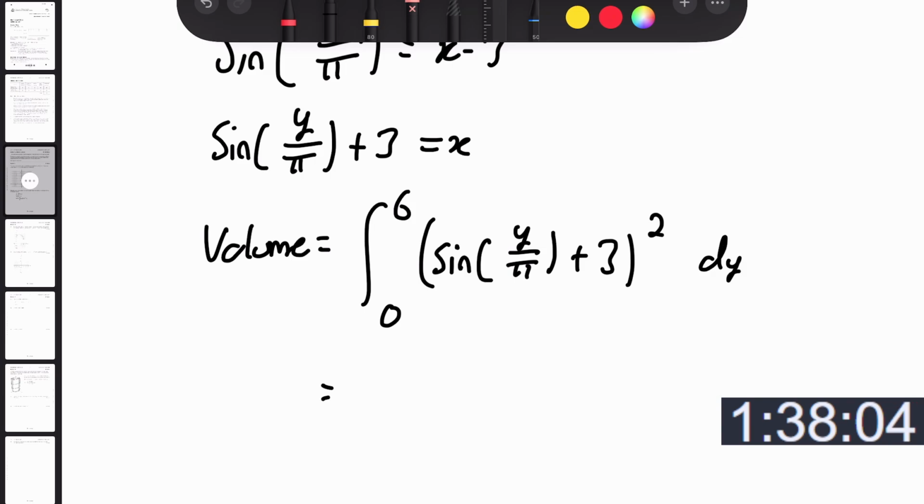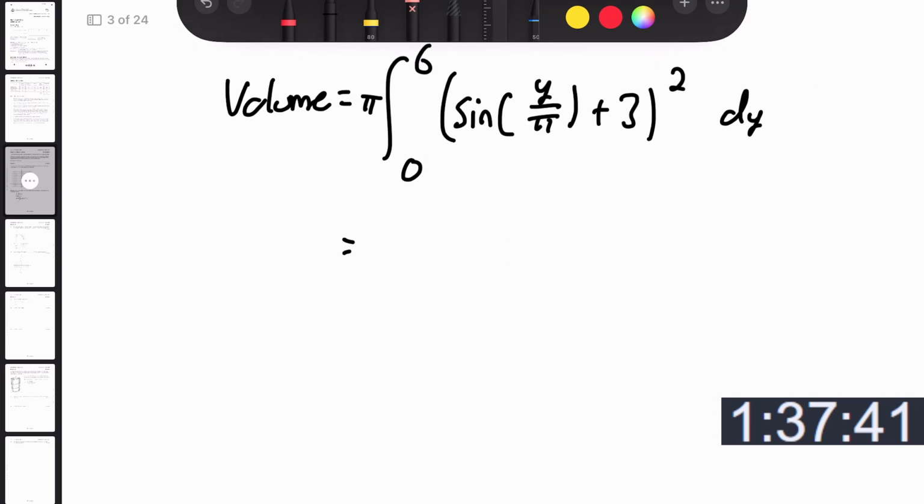Equal to 0 to 6 of sine, plus 3 squared. So I need pi up front. At least my calculator's been radians as well.